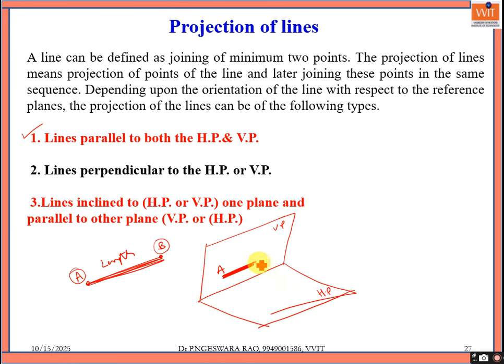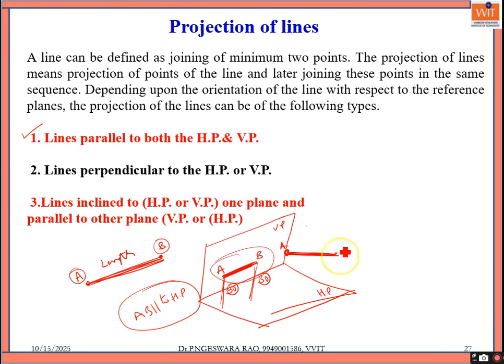So this point is A. If point A is, for example, 30 mm from the HP, and point B is also 30 mm from the HP, then we can call the line AB parallel to the HP. Now consider the line in this other position, with this end A and this end B. In this case also, when point A is 30 mm from HP and point B is also 30 mm from HP, the line will be parallel to the HP.